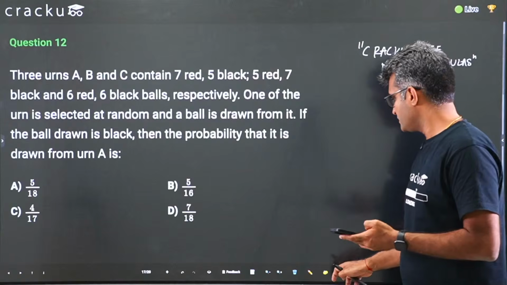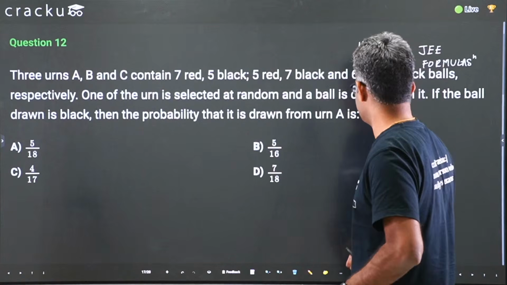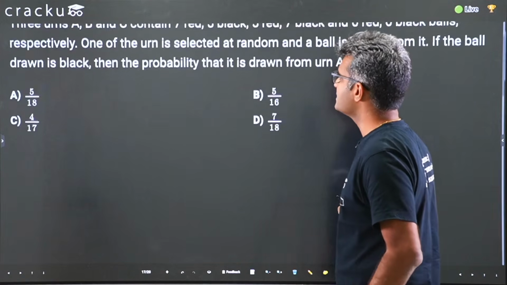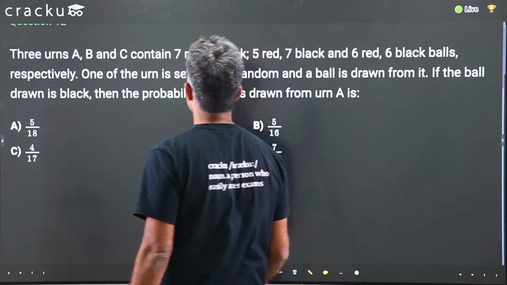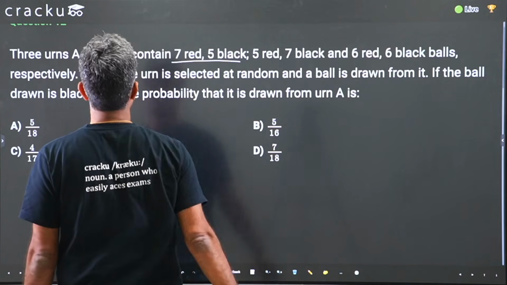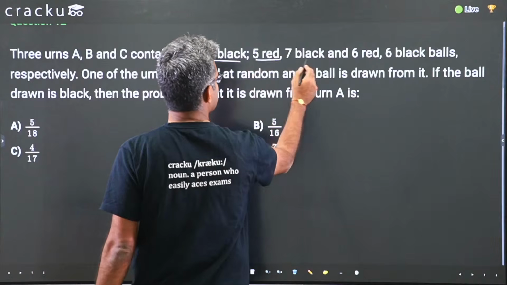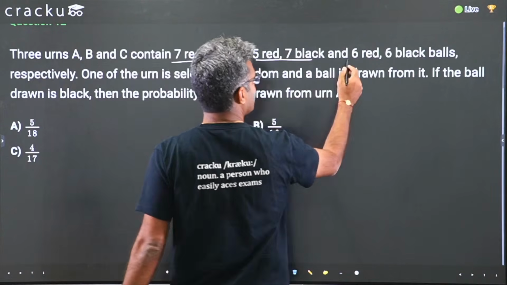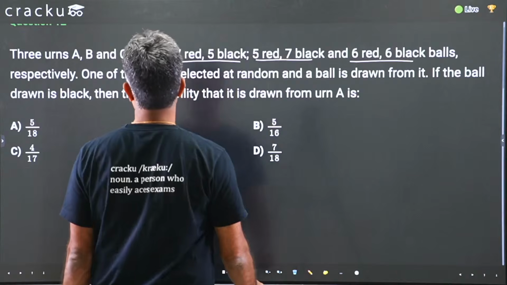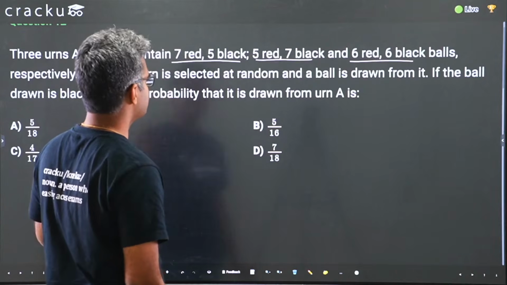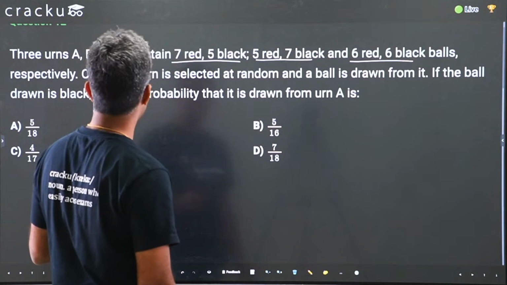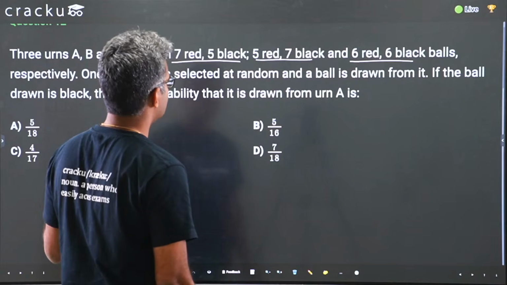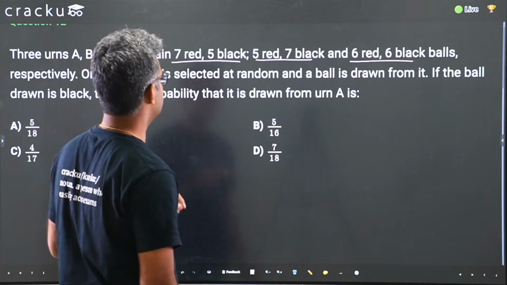Okay, let us try to solve this question, guys. There are three urns A, B and C. They contain 7 red and 5 black, this is in A, 5 red and 7 black, this is in B, and 6 red and 6 black, this is in C. One urn is selected at random and a ball is drawn from it. If the ball drawn is black, what is the probability that it is from urn A?